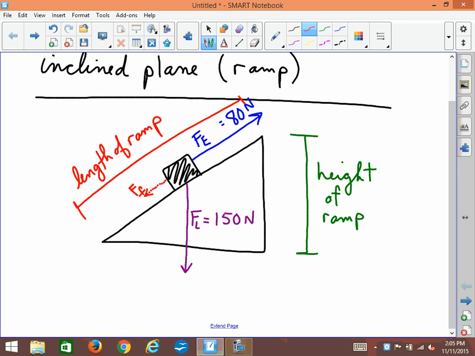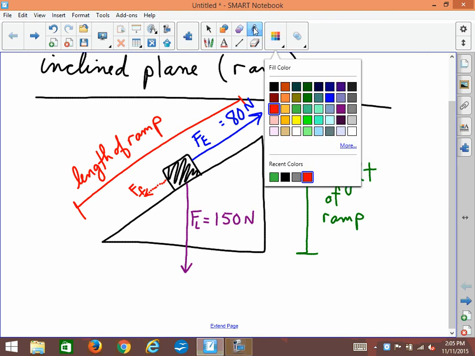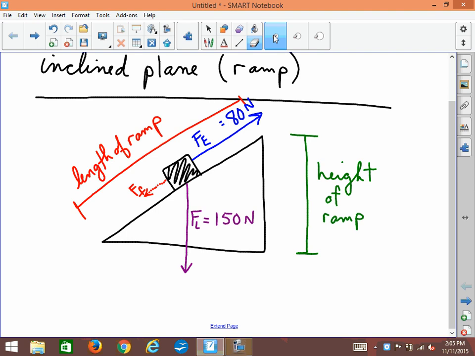So with a ramp, what we try to do is reduce the friction as much as possible. We want to make our ramp slippery. We could grease the ramp, or we could put the block on wheels. Wheels have much less friction than if you're sliding something. We could do all kinds of things. So that's the reason why the ramp might not be perfect.